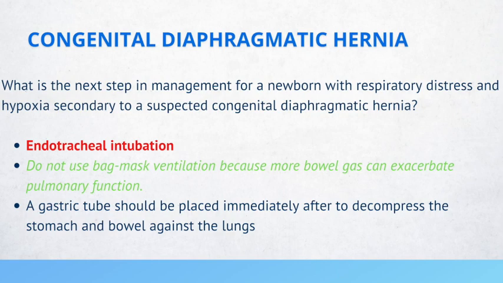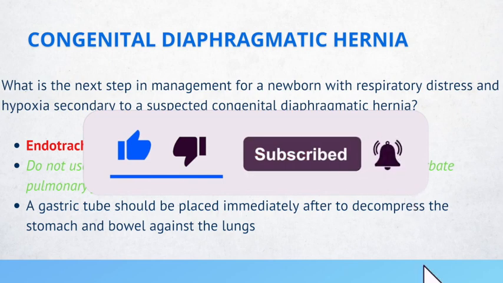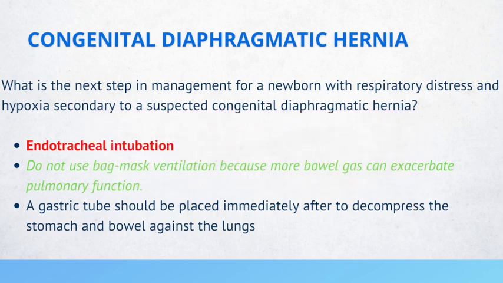Endotracheal intubation. It's very important that if a newborn with respiratory distress has congenital diaphragmatic hernia, you do an endotracheal intubation and make sure you do not use bag mask ventilation, because more bowel gas can exacerbate the pulmonary function. A gastric tube should be placed immediately after to decompress the stomach and bowel against the lungs.